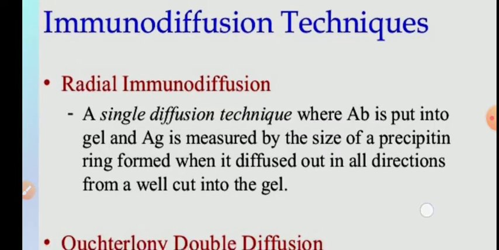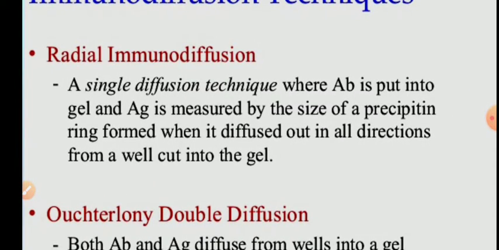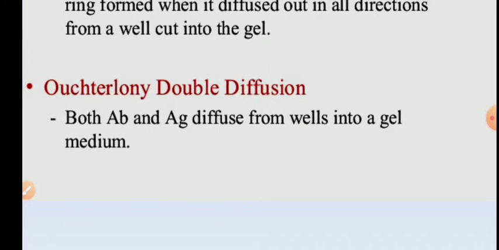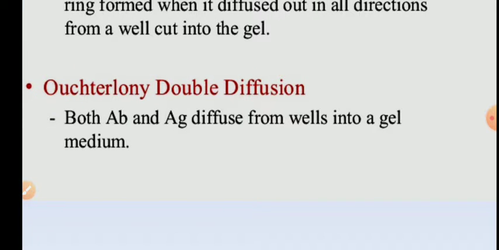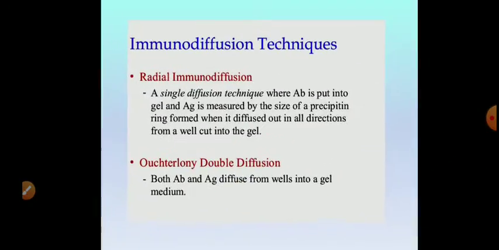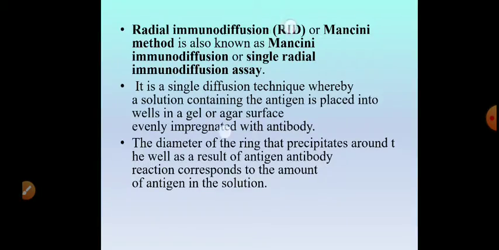So immunodiffusion techniques can be radial immunodiffusion, a single radial immunodiffusion technique where antibody is put into the gel, and antigen present in the sample is measured by the size of the precipitin ring formed when antigen diffuses out in all directions from a well which is cut into the gel. In Ouchterlony double diffusion, both antigen and antibody diffuse from the well into the gel towards each other. Right. So here we are studying radial immunodiffusion.